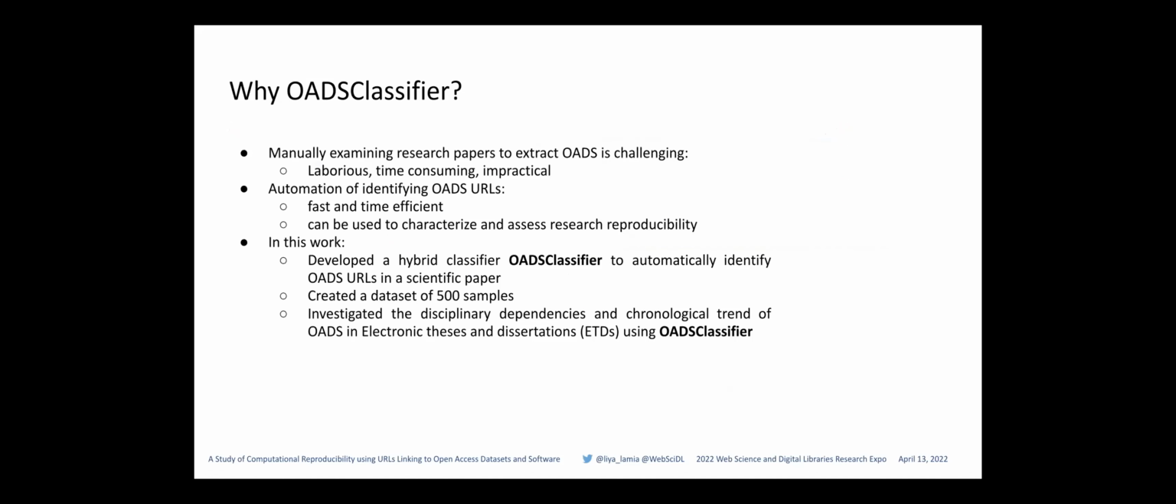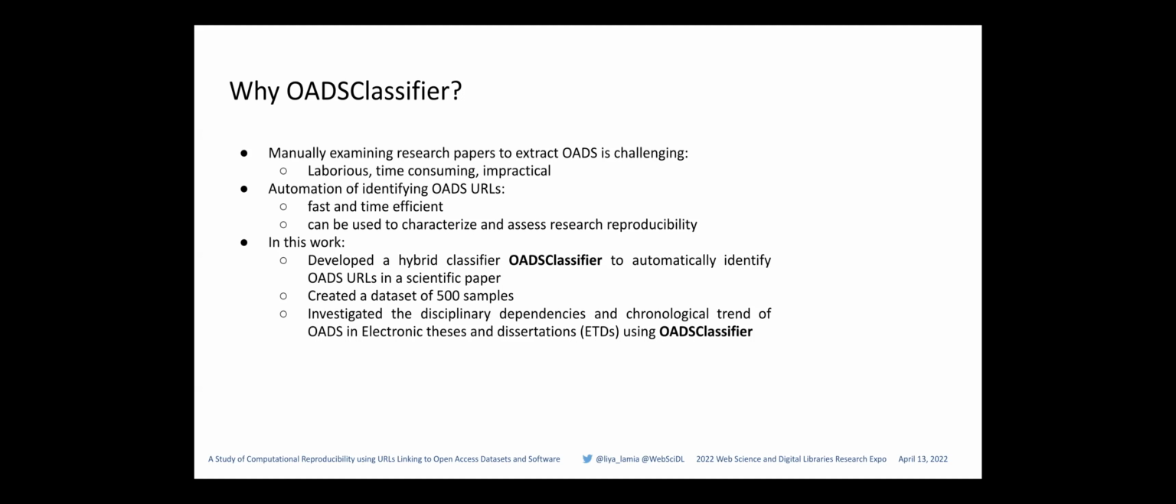So why an OADS classifier? Suppose someone is trying to extract OADS from just a single paper, they can do it manually. But what if there are a lot of research papers? Suppose we are dealing with 100,000 research papers. Doing that manually is really challenging because it's laborious, time consuming, and at the same time, impractical. So there is a need for something that can automatically identify OADS URLs in papers, because it will be fast and time efficient, and it can be used to characterize and assess research reproducibility.